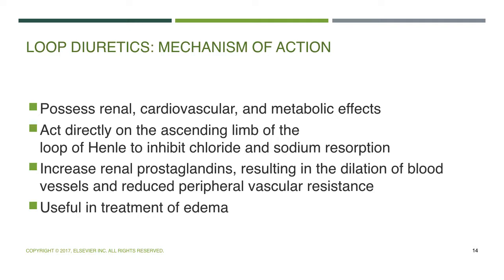The mechanism of action for loop diuretics is they possess renal, cardiovascular, and metabolic effects. They act directly on the ascending limb of the loop of Henle to inhibit chloride and sodium resorption. So they keep sodium chloride from being reabsorbed. This increases the renal prostaglandins and results in the dilation of blood vessels and reduced peripheral vascular resistance. It's also useful in the treatment of edema.